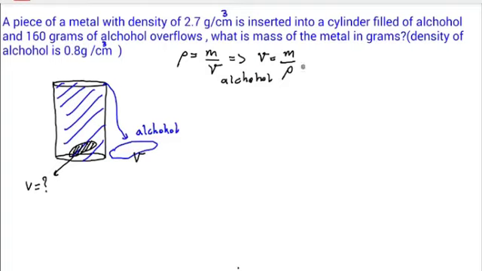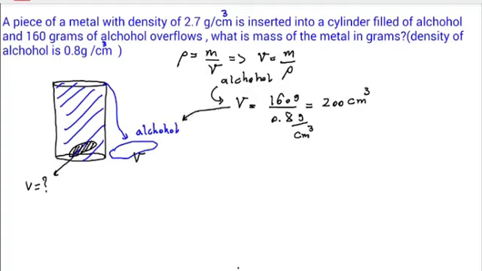So we write the density equation for the alcohol at first. Volume is equal to mass of the alcohol, which is given in the question, 160 grams, over the density of the alcohol, which is 0.8 grams per centimeter cubed. And if you divide these two terms, it's equal to 200 centimeters cubed. Okay, now as you see, this is the volume of the displaced alcohol, the volume of the alcohol which is out of the graduated cylinder.